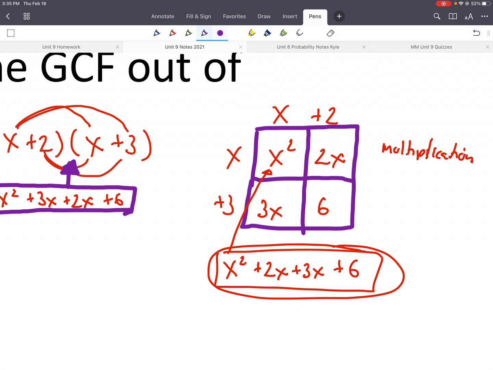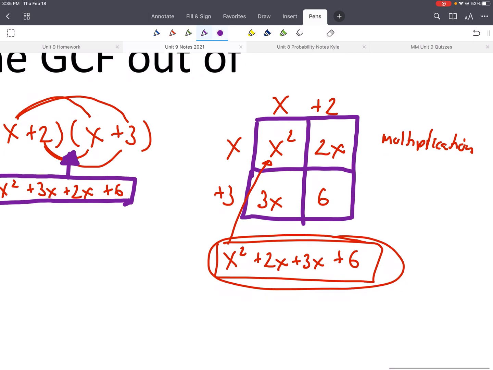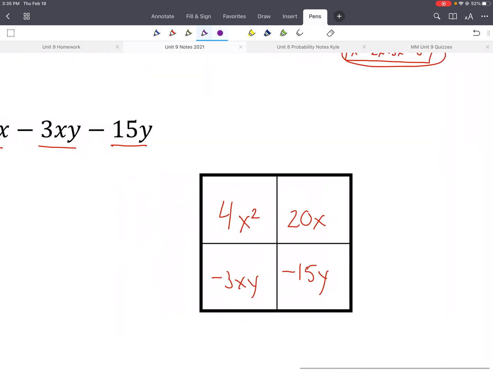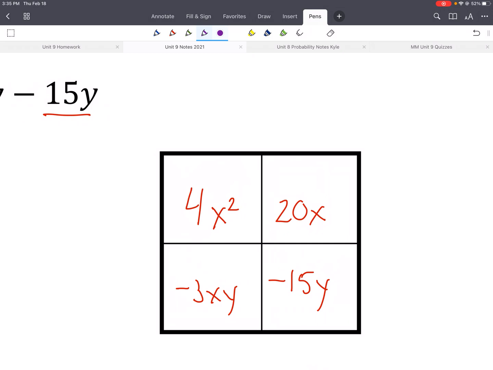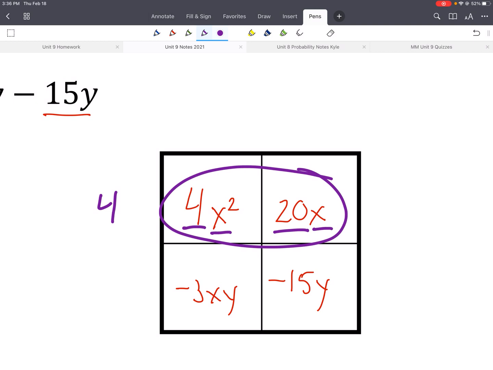But we're going to do the opposite of multiplication. We're going to divide, or in other words, we're going to factor out the greatest common factor. So we'll look at these 2 terms and see what the greatest common factor is. If we look at the numbers, we could factor out a 4. And for the variables, we could take out an x. It's always going to be your smallest exponent. So we can take out a 4x.